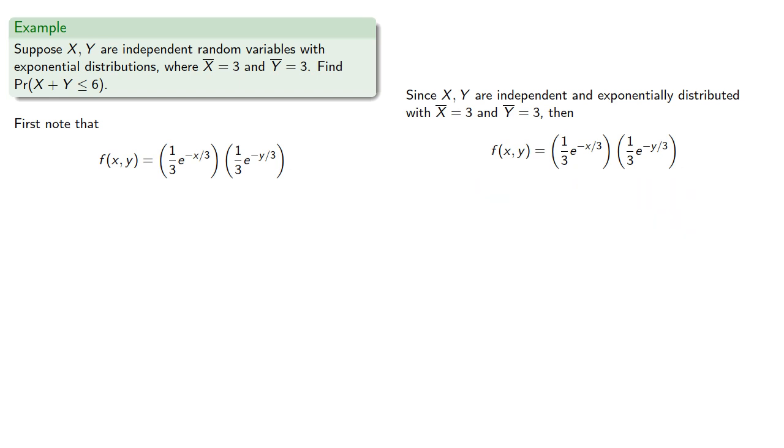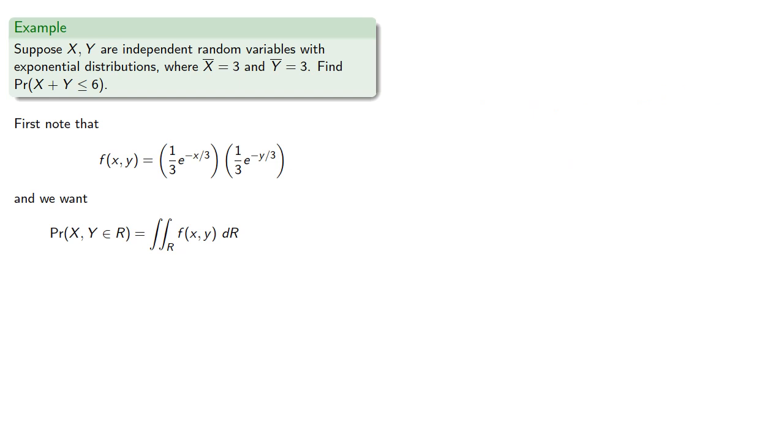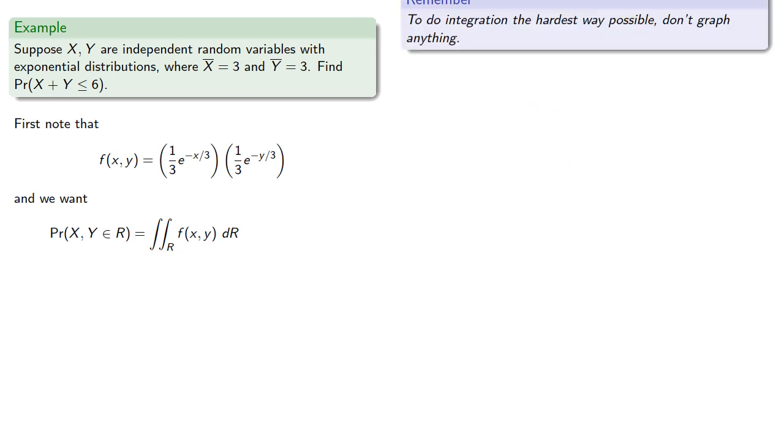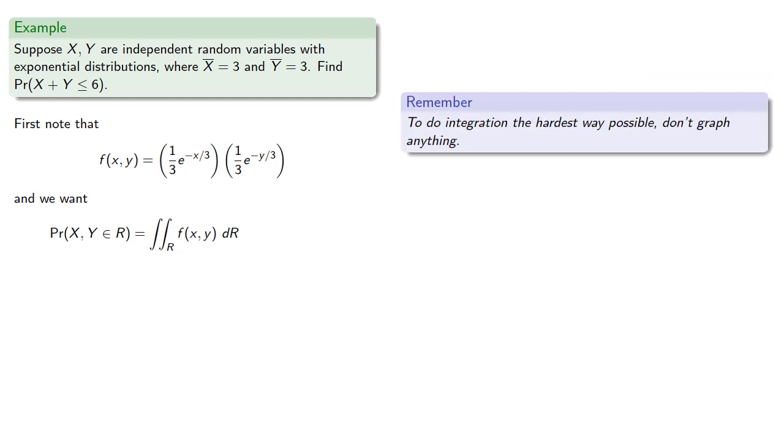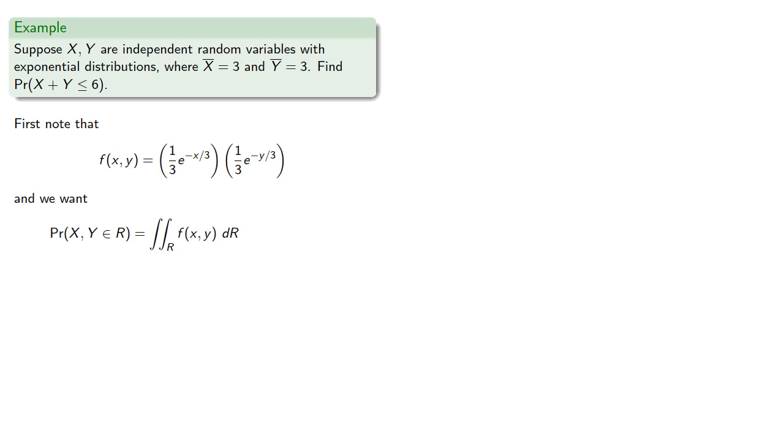And we want to find the probability that x and y are in some region. So that'll be our double integral over the region. And since we want to do this integration in the hardest way possible, we won't graph anything. Wait, maybe we should graph something, so we'll go ahead and graph that region. Now our boundary is going to be the line x plus y equal to 6, and since we want to be less than or equal to 6, we want to be in this triangular region here.